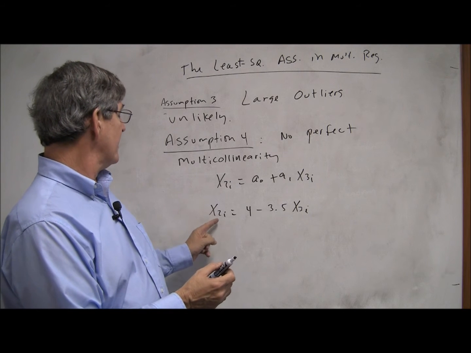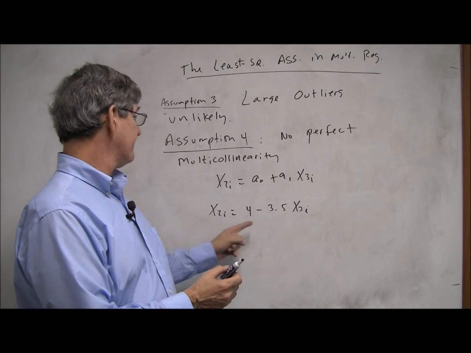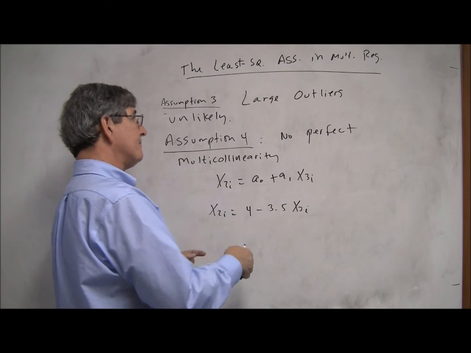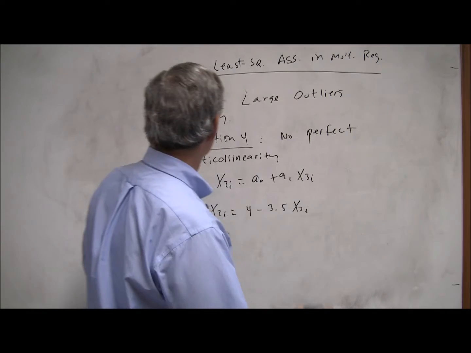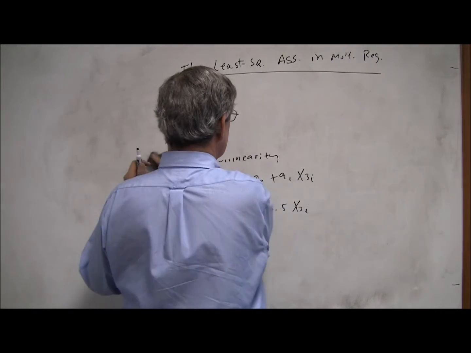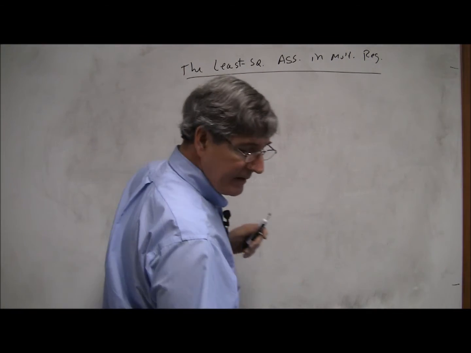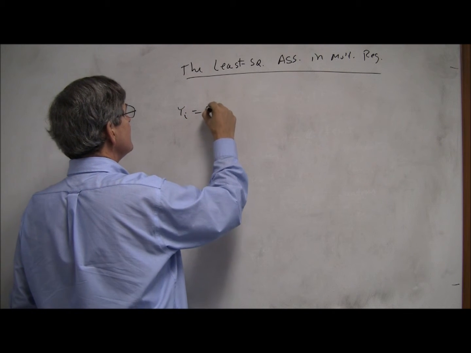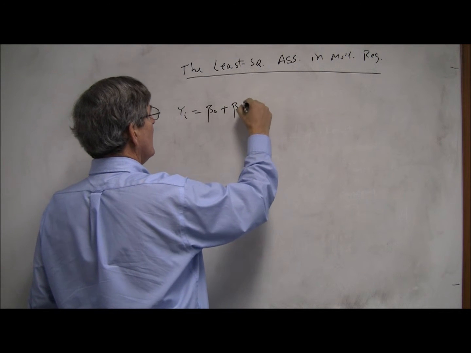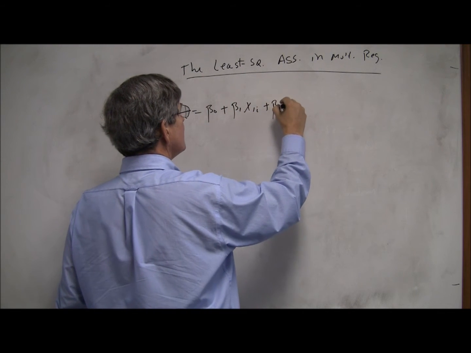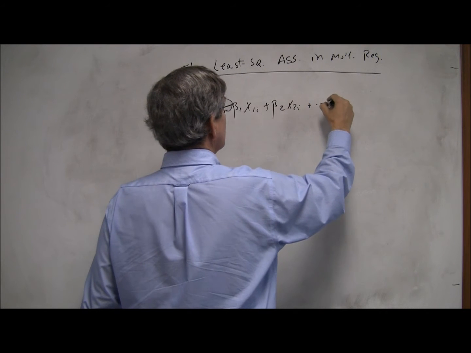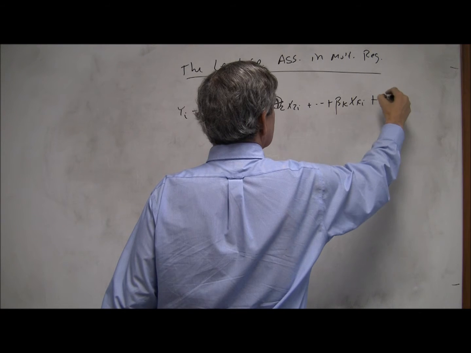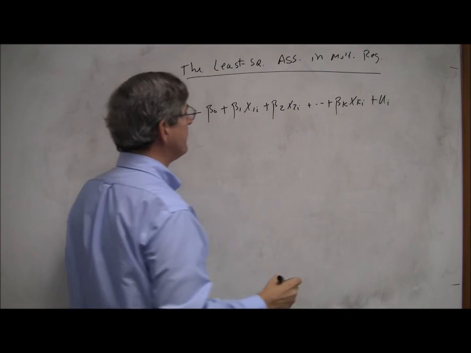So here you could either throw out x2 or x3. Basically, these are the same information. These are perfectly correlated. See, the problem with perfect multicollinearity is in a multiple regression framework, here's what OLS essentially does. You have y_i is beta 0 plus beta 1 x_1i plus beta 2 x_2i plus beta k x_ki plus u_i. So that's the multiple regression model.